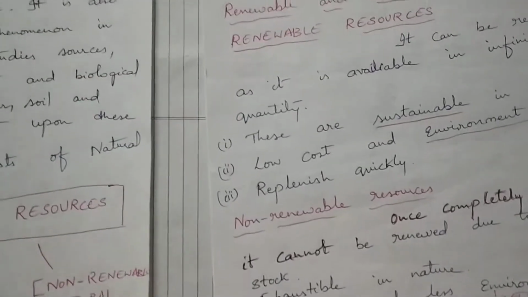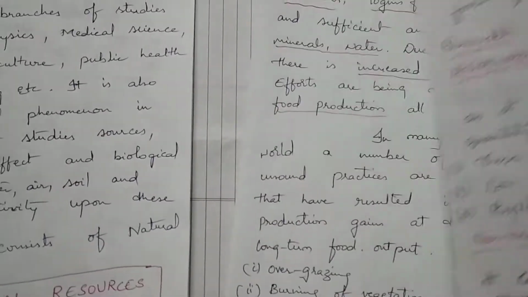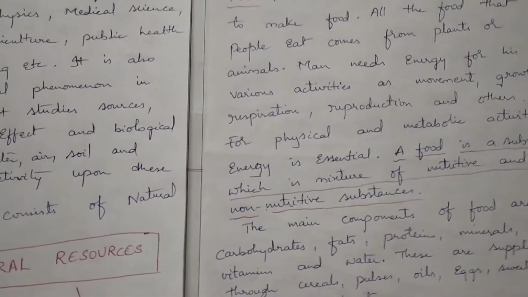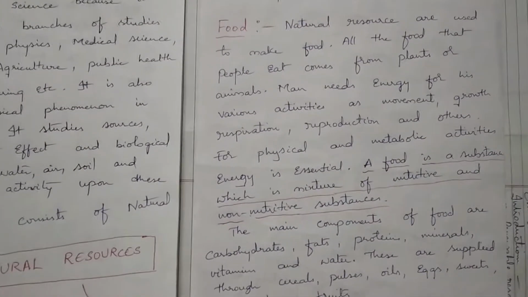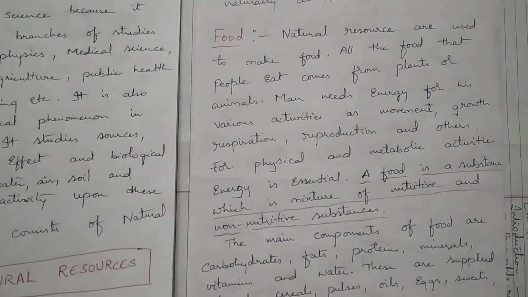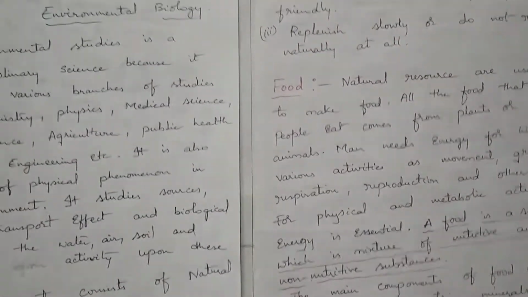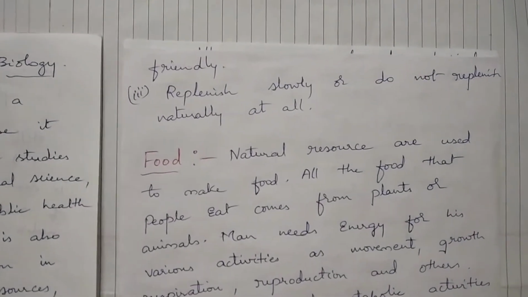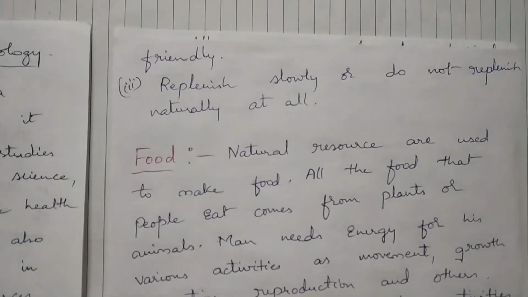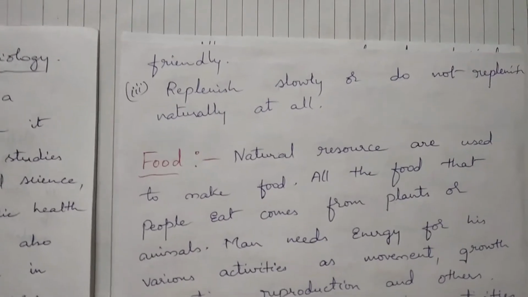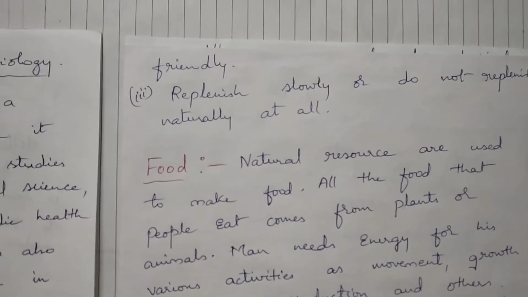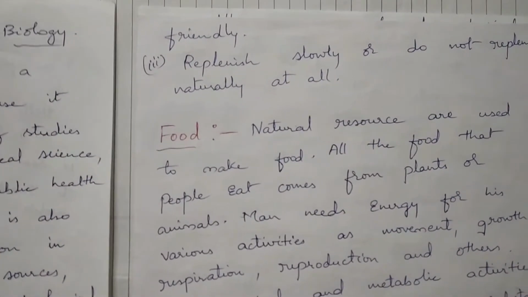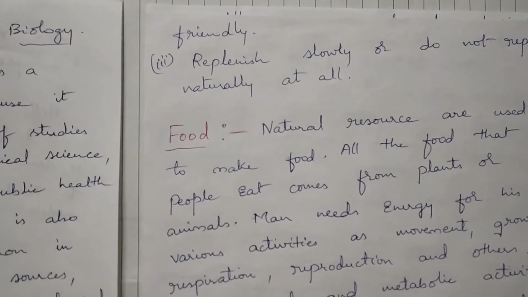Now, just now I discussed non-renewable natural resources, which can be replenished only slowly. What do we mean by the word replenished? It means they are not replenished naturally at all, that is, they are not regained at all. So once it is used up, it is used up, and it cannot be regained. This is the characteristic of non-renewable natural resources.